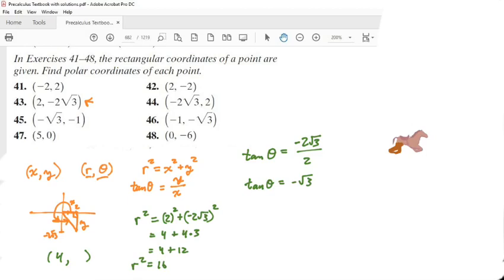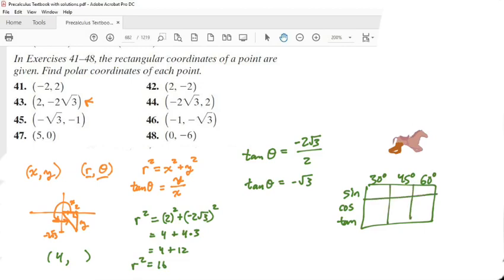Rad 3 over 2. Should we bust out the mini table? I don't even know what the mini table is. Don't do that. Okay, I'm doing it.